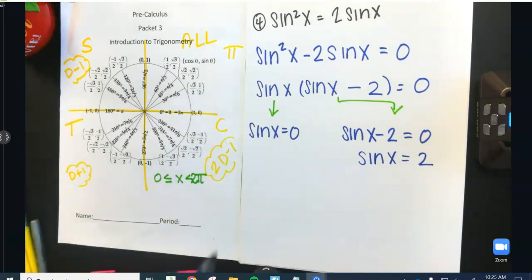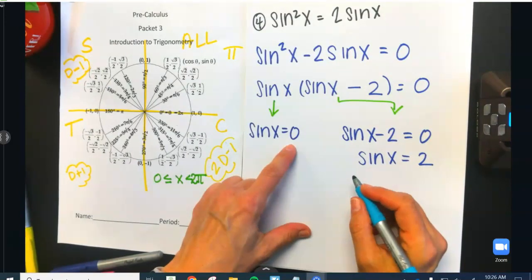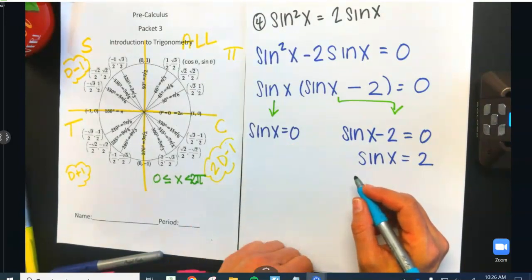All right. So think about the unit circle. Jack, you ready? Yeah. All right. So where does sine equal 0 on the unit circle? 2 pi. Perfect. What else?